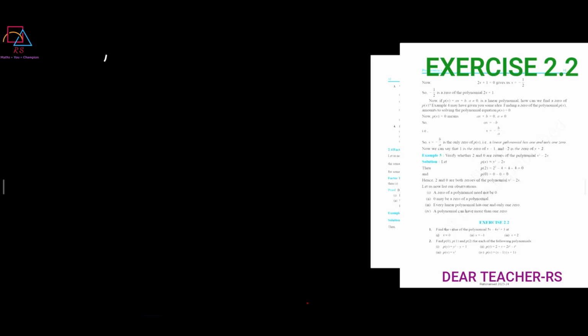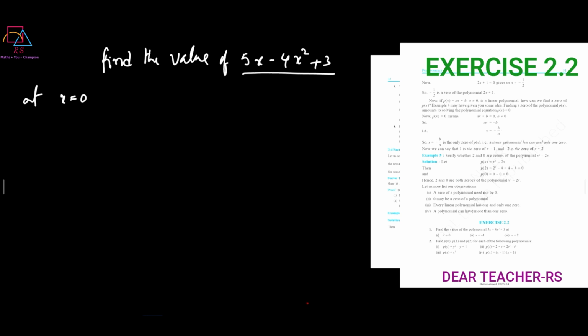Find the value. Find the value of 5x minus 4x square plus 3 at x is equal to 0. So he has given a polynomial. This is the polynomial, and we have to find the value of 5x minus 4x square plus 3.